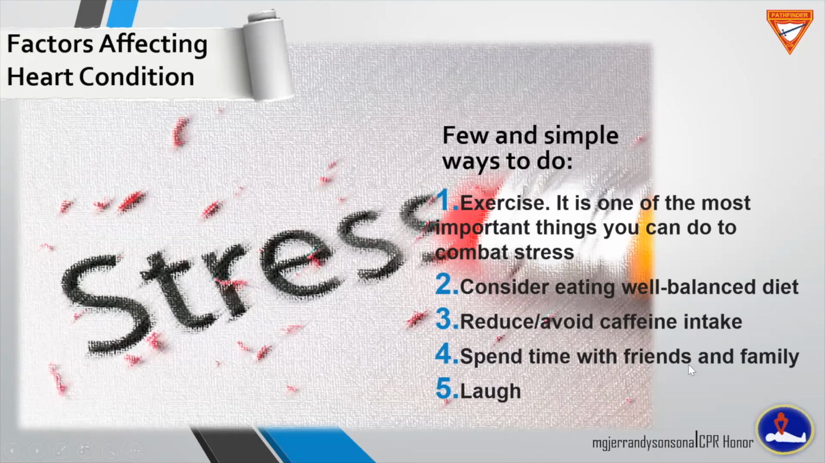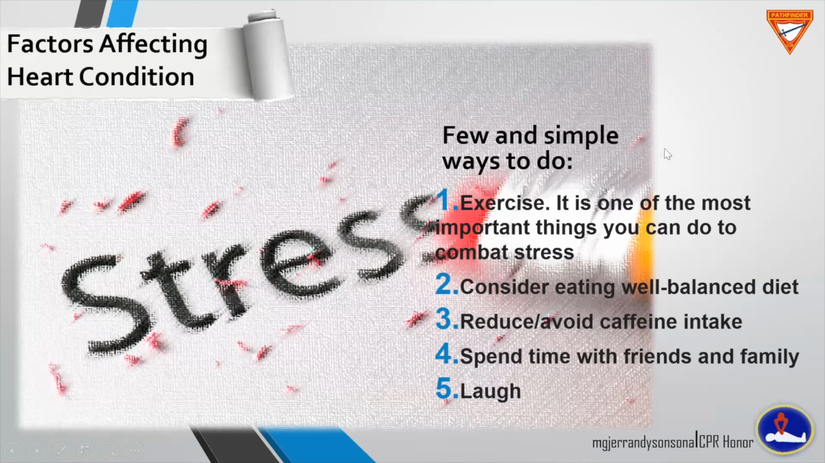All right. So aside from those 5 factors that we have, there are some other factors that we can find that affect the heart condition. And one of those, we have heredity. But heredity, we have nothing to do about it because it runs in your blood. So we just have to eliminate some of those risk factors.